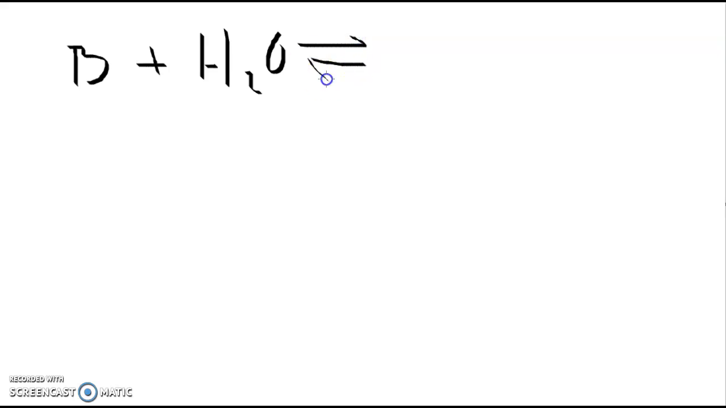So we have a base. And my brush isn't working. Oh, there it is. Base plus water, and that looks terrible, but it's okay, gives BH plus and hydroxide. All right, so on all these problems, if it's a base, I just write B, and if it's an acid, I write HA. I just do the generic stuff. It's a lot easier. And my trimethylamine, that's my base.